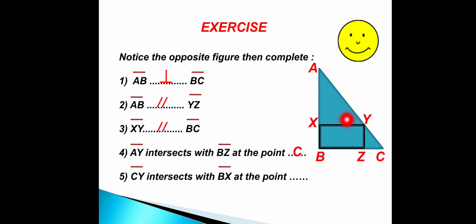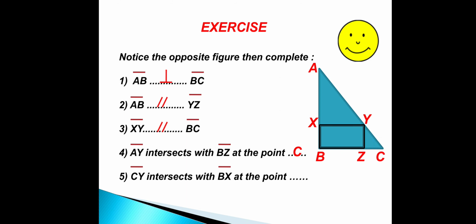Again, AY, when we complete it, stops at C. BZ, when we complete it, stops at C. AY and BZ will meet at point C.